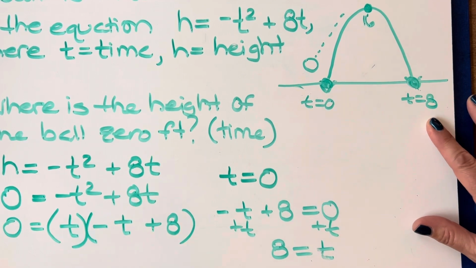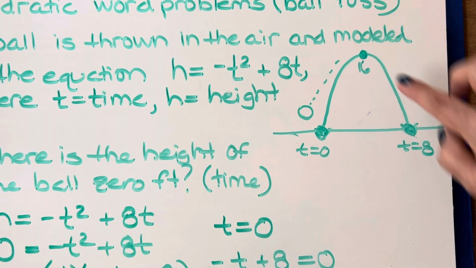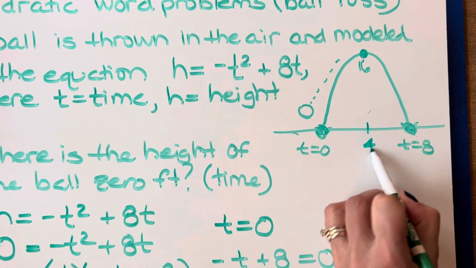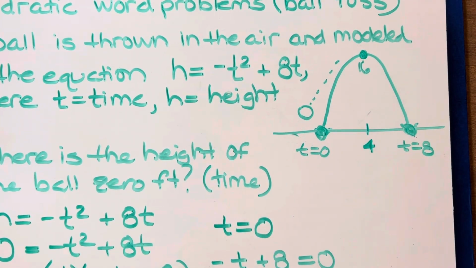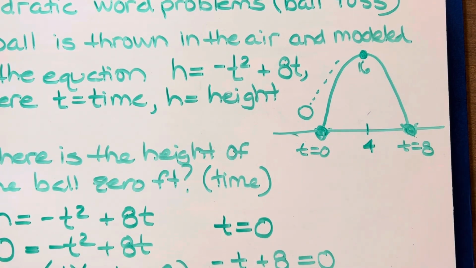And this makes sense. Remember that our vertex was 4 seconds at 16 for the max height? This should be a symmetric graph, and there are 4 seconds in between each of these start and end points. So that is one example of how to use quadratic functions and solving word problems.